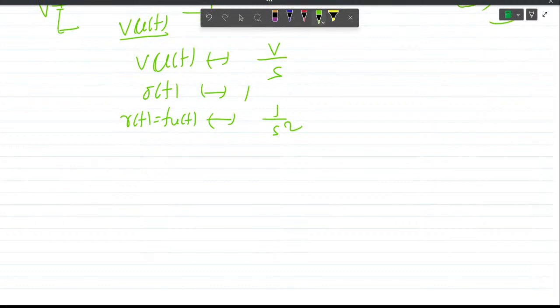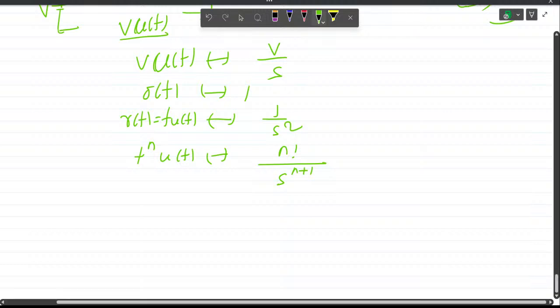Similarly, suppose t to the power n u of t. This is n factorial upon s to the power n plus 1. This is one property, the differentiation property. We'll discuss that property. From the definition itself, you can get it.